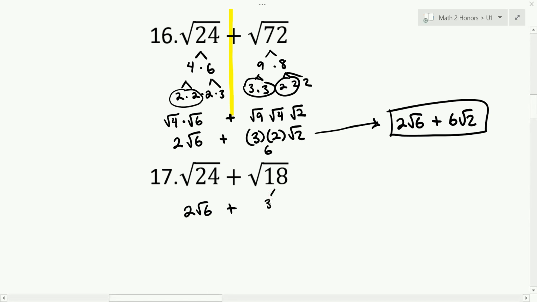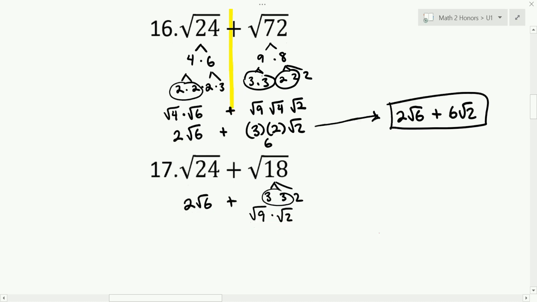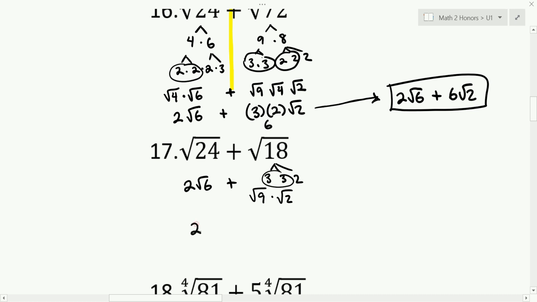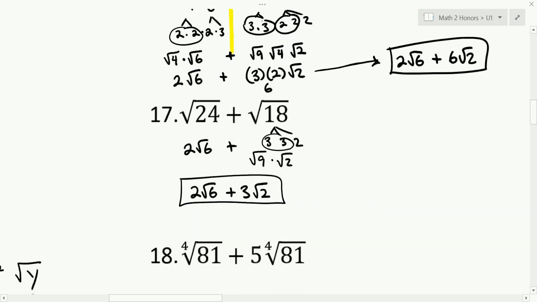So that's 9 times 2. So we end up with 2 root 6 plus 3 root 2. And again, still can't add them. Try number 18.